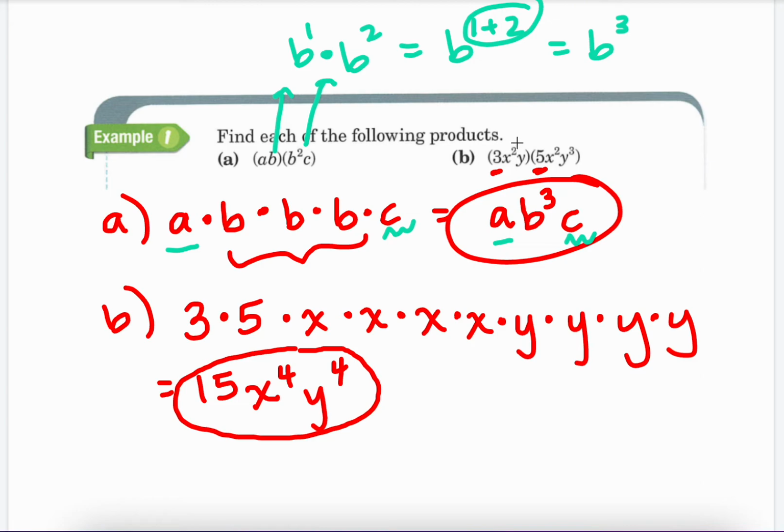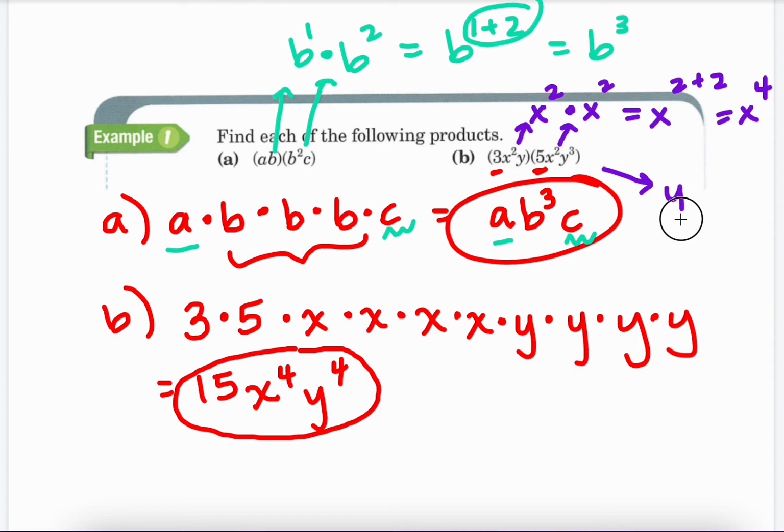So here we have x squared, and then here we have another x squared. So remember, when we multiply with the same base, we're really adding their powers together. So this is x to the 2 plus 2, or x to the 4th power. Is that what we got at the end? Yes.